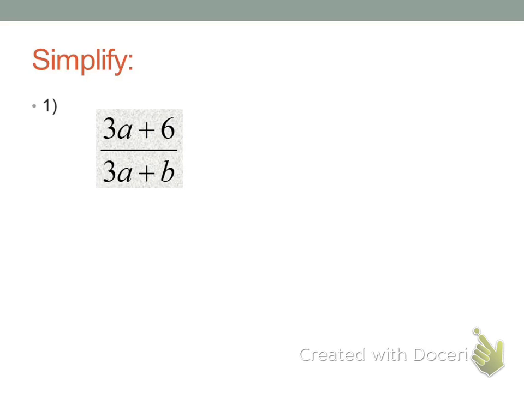On our first example, we need to simplify the numerator and denominator separately and then see if there are any common factors that we can cancel out. So if I am trying to factor my numerator, what could I factor out?